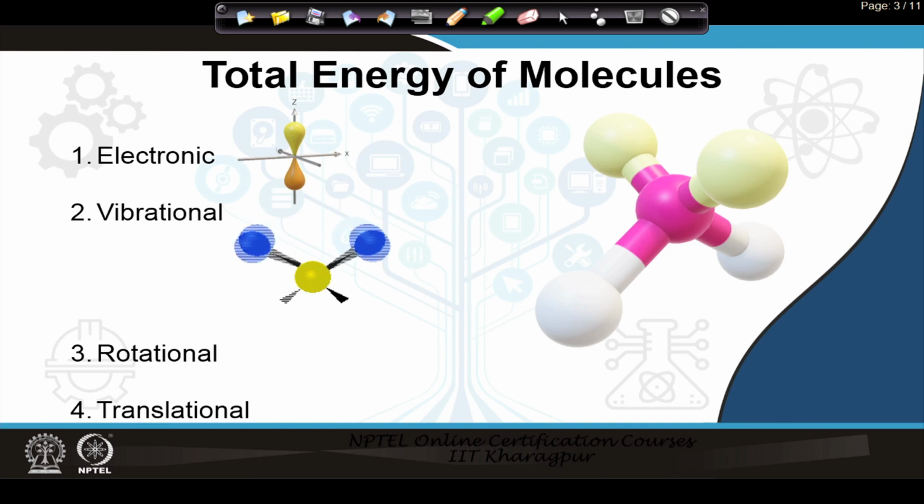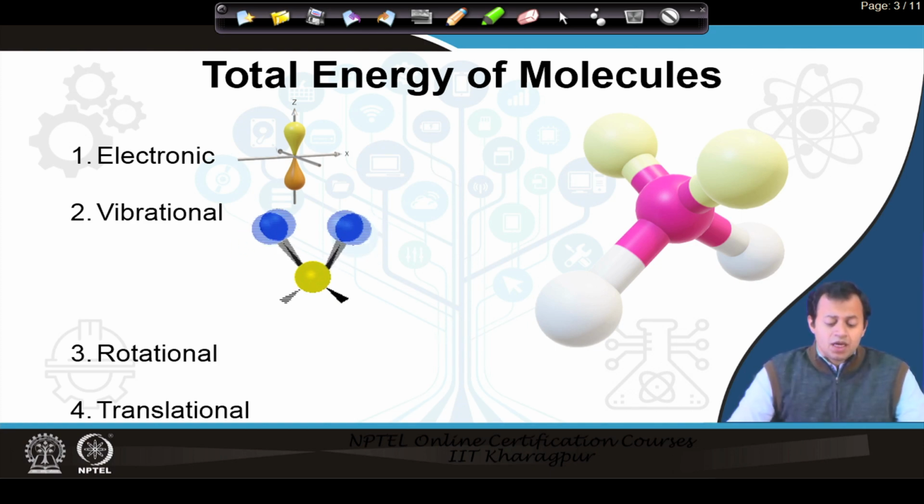There are 4 different ways in which the energy of molecules can be divided, and thereby light can interact with at least a few of them. There is the electronic energy of the molecule. Electronic energy simply means that you supply energy to the molecule, and that energy allows the electrons present in the molecule to move from a lower level to an upper level. That is simply what electronic energy means.